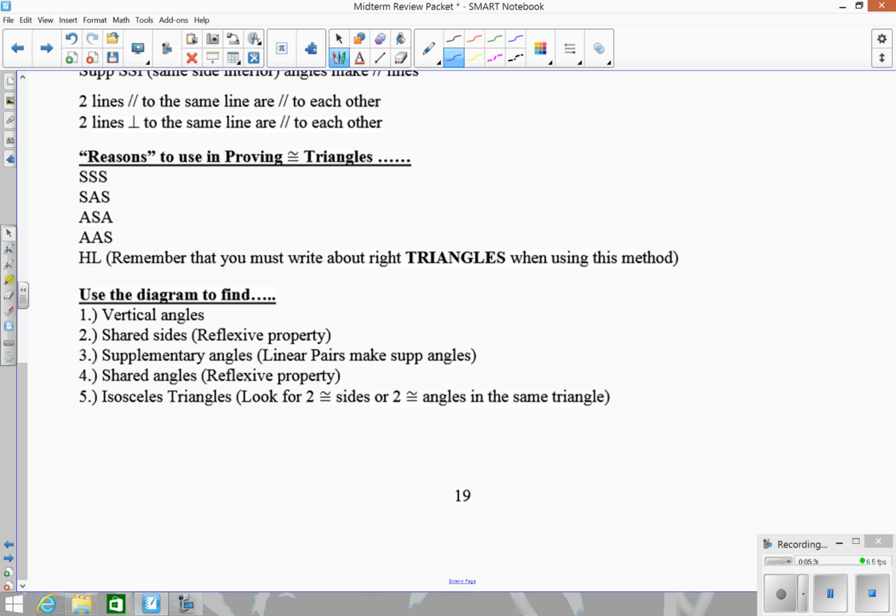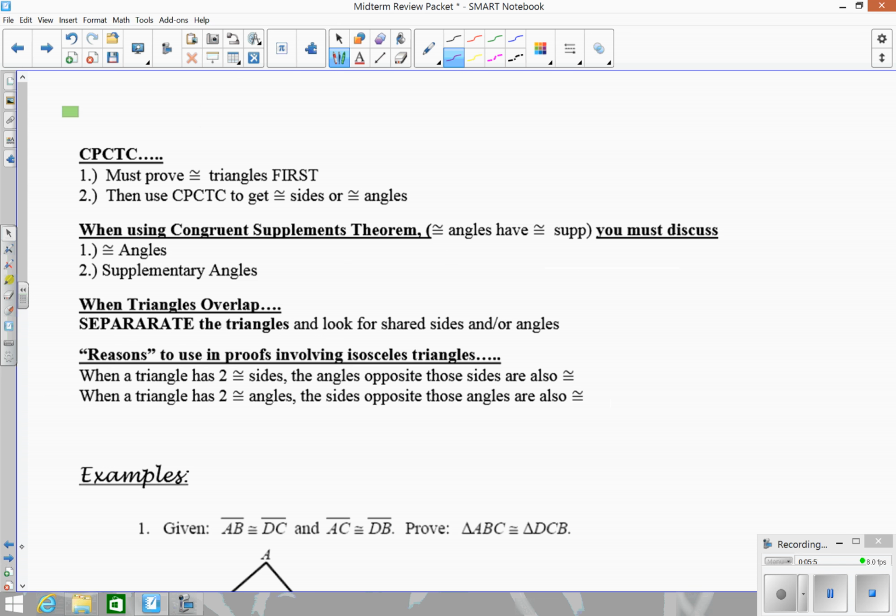In the diagram, if you ever had shared sides or overlapping triangles, look for the reflexive property. Look for supplementary angles when you have two angles that form a line. Look for vertical angles. Remember, vertical angles, you have the X. Look for isosceles triangles, because if you have two congruent base angles, then you have two congruent sides.